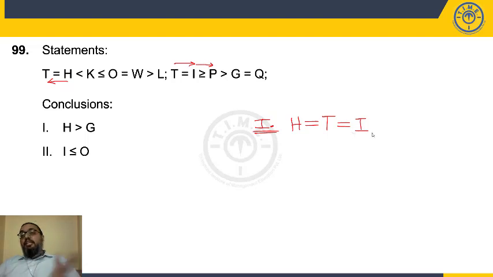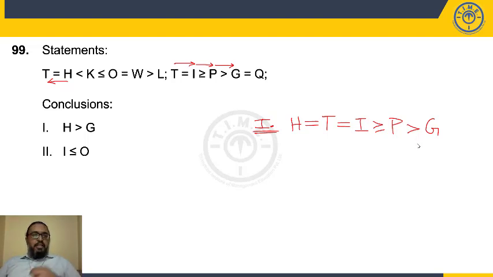Okay. Now I'm moving in the forward direction. When you are moving in the forward direction, the inequality stays the same. So greater than or equal to will remain as greater than or equal to only. Then again I'm moving from P to G. So greater than will be greater than only, P to G. So this is the expression you get from H to G.